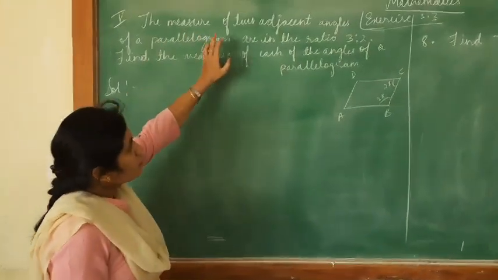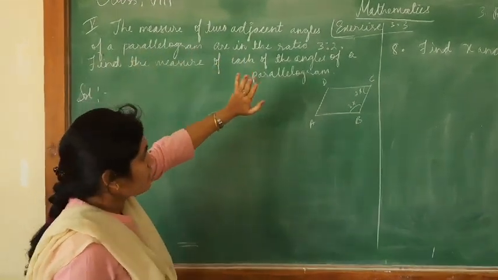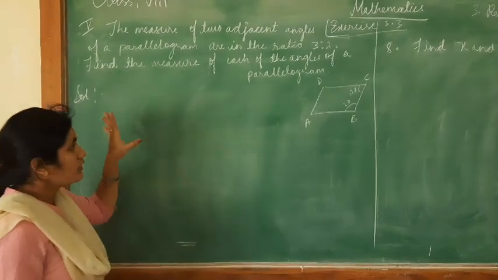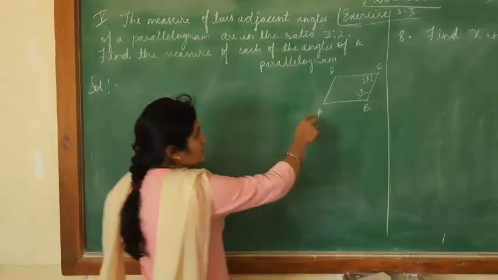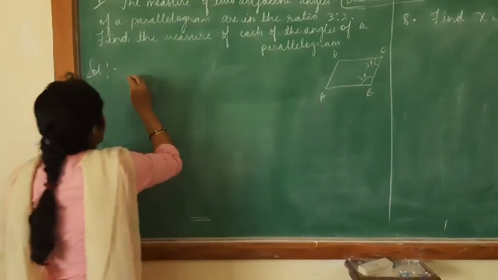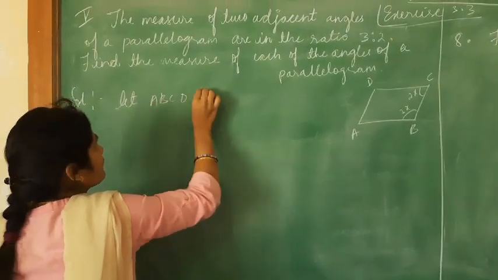The measure of two adjacent angles of a parallelogram are in the ratio 3:2. Find the measure of each of the angles of the parallelogram. So here a parallelogram is given, that is ABCD. We should draw the figure here. Let ABCD be a parallelogram.